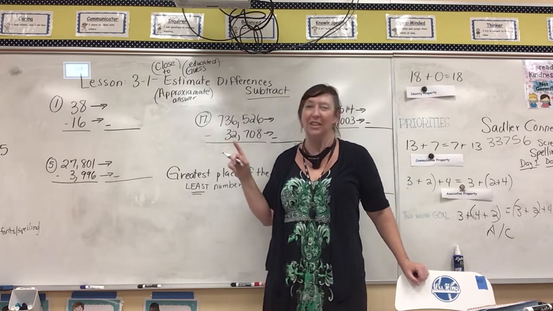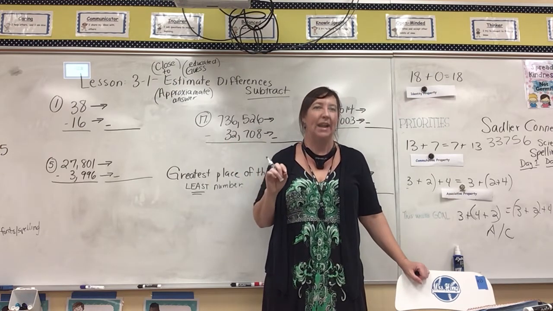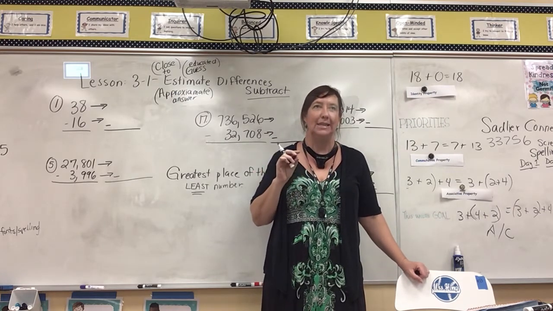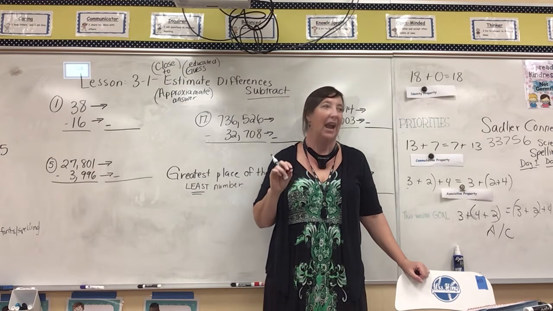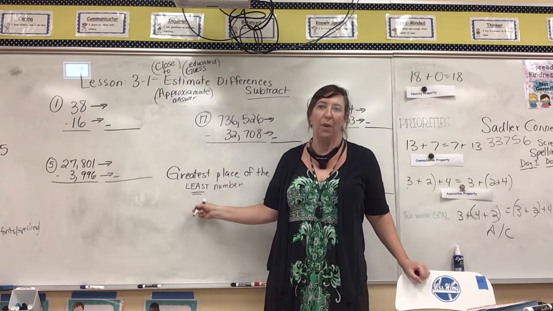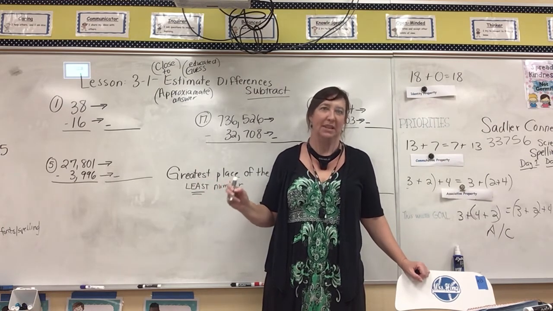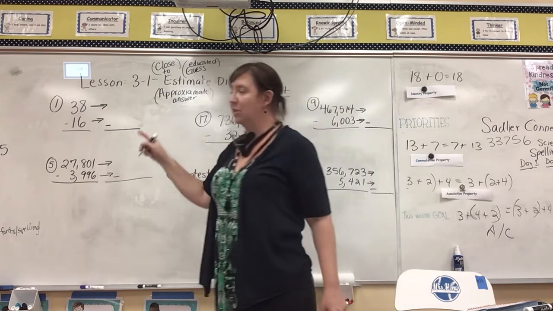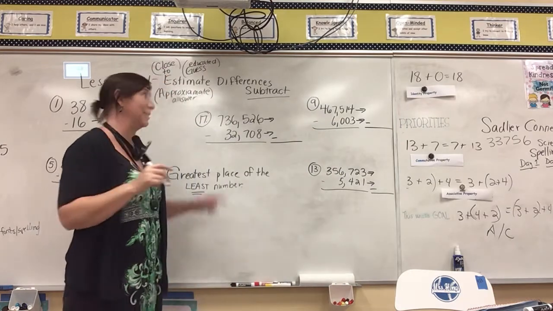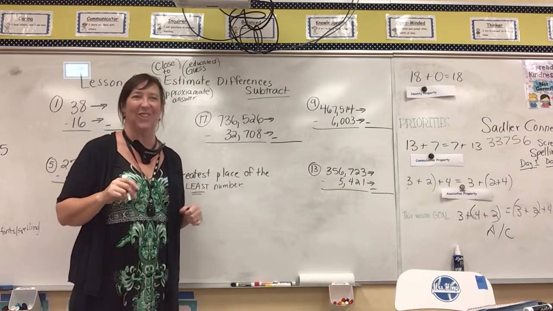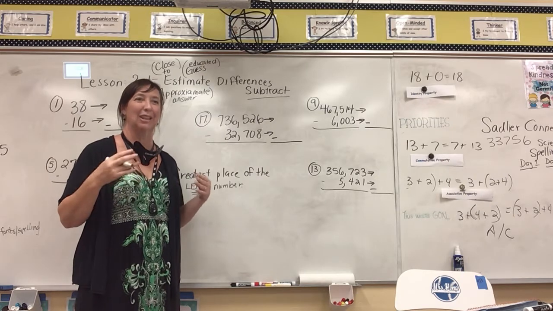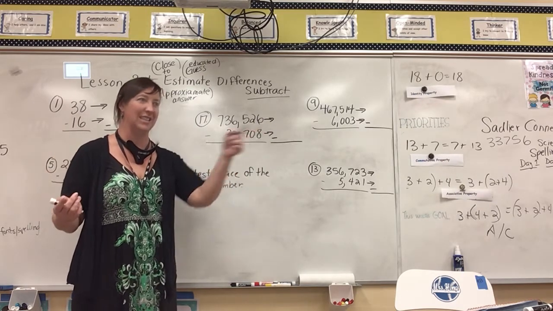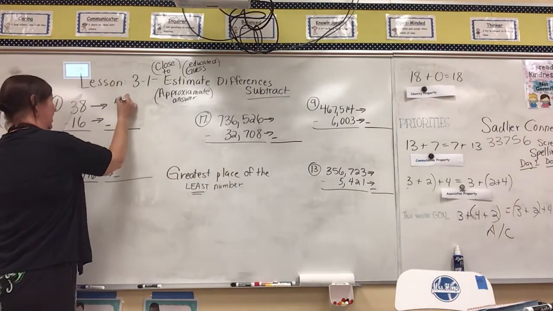Okay, so let's take a look at the first problems. The reason why I didn't do the first few problems with you is because they're all in the tens and the hundreds place. And we want to make sure we know how to estimate to the greatest place of the least number. So it's going to be important that you follow along with me. So the first one, what does 38 round to, or what is the estimate? We want to think about the closest number. Is it closer to 30 or is it closer to 40? Yes, 40. It's closer to 40.